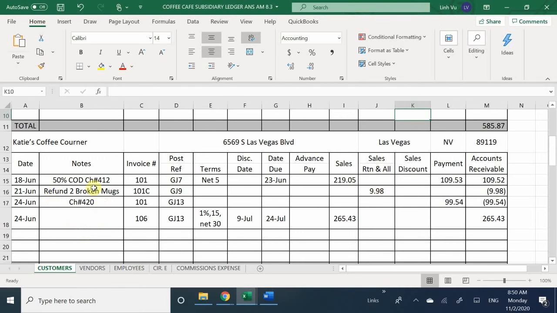So invoice number 106. Do we make any adjustments to 106? Yeah, if we take a 1% discount. Because she made the discount. Yes. So we do need to make an adjustment for invoice number 106 because she paid within the discount period. So how are we going to journalize this?